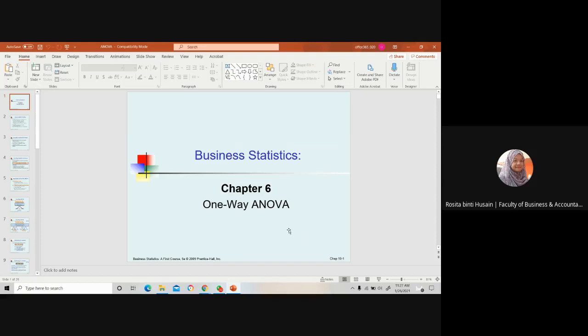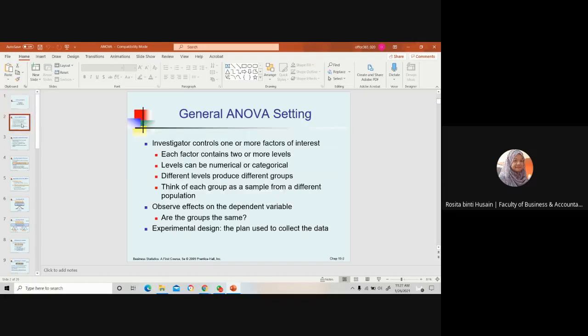Okay, now kita tengok chapter 6, one way ANOVA. First we go to general ANOVA setting. What is ANOVA? ANOVA is analysis of variance. Abbreviation is ANOVA lah. So dia kata investigator control one or more factor of interest. We control one or more, tapi in our case, we only focus on one factor of interest. That's ANOVA, one factor.